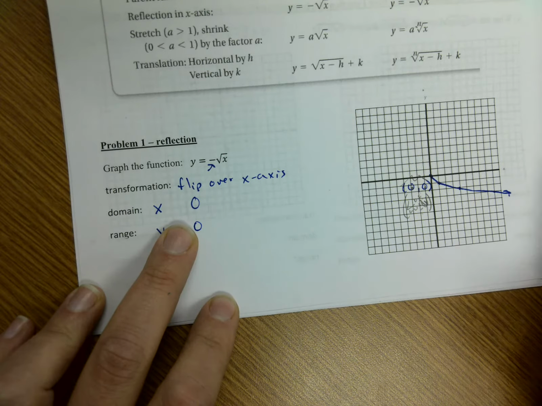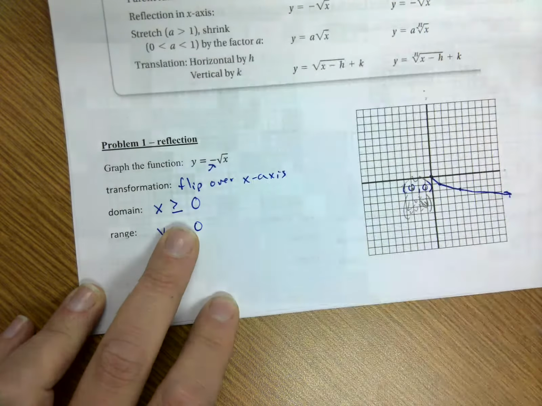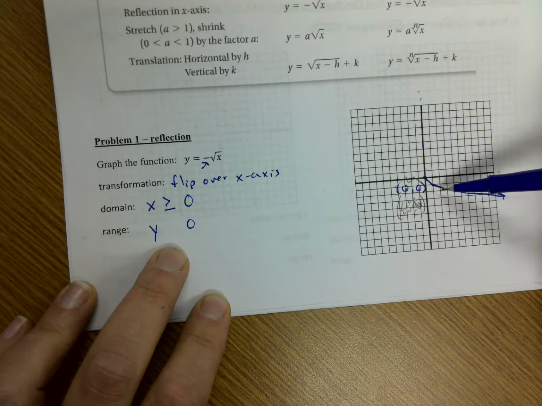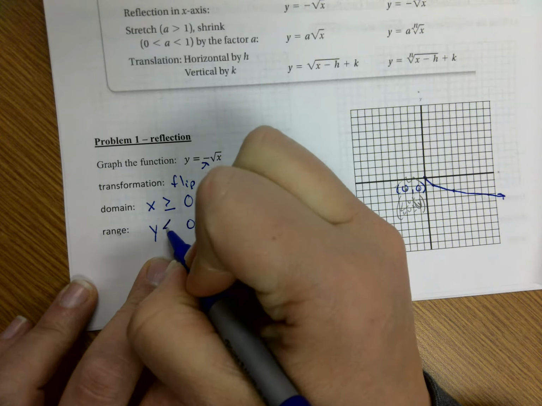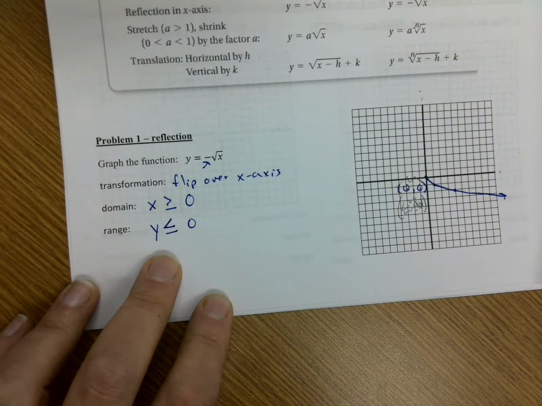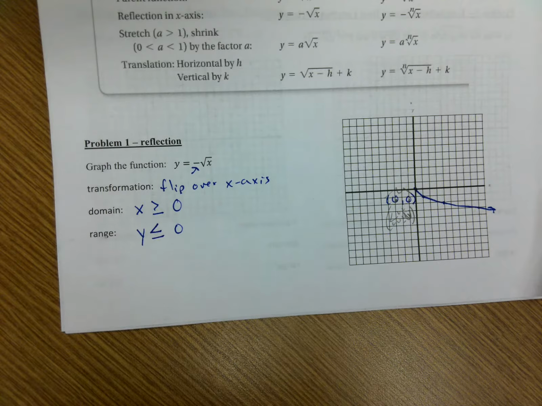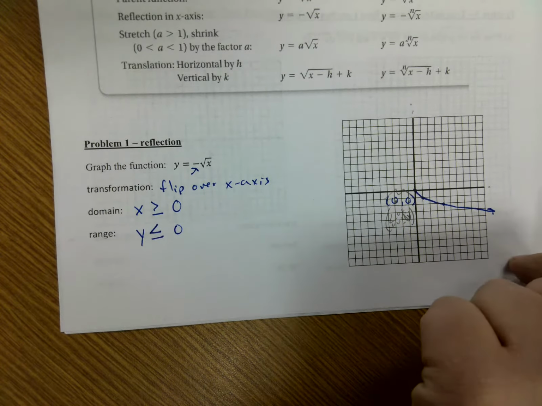It's pointing to the right, so x is greater than or equal to. Here, y is going down. It's getting smaller, smaller, smaller, so that means y is less than or equal to. So that would be my domain and range. And that's my owl. I don't know.